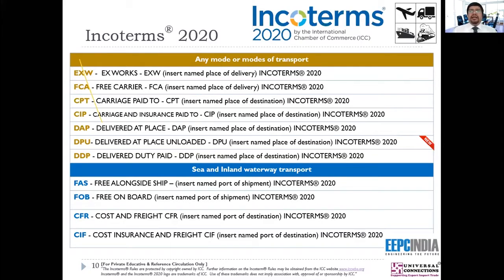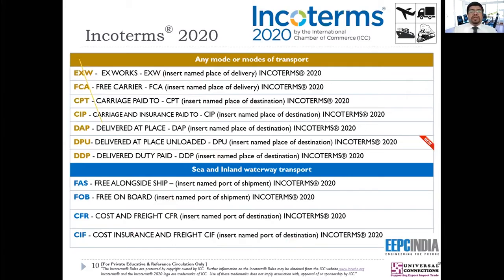In 2010, we had a rule called DAT, delivered at terminal. Now that rule has been modified and we have a new name for it called DPU, delivered at place unloaded. So the DAT rule has gone away, and in place of DAT you have DPU, that is delivered at place unloaded. Now as you can see, we have divided the rules into two segments.